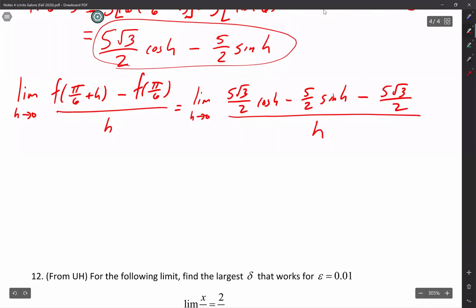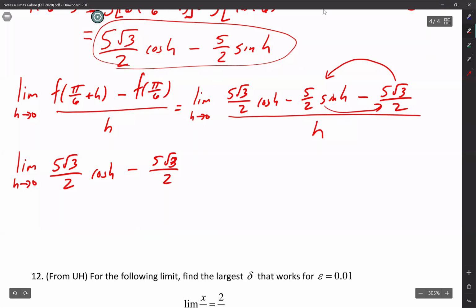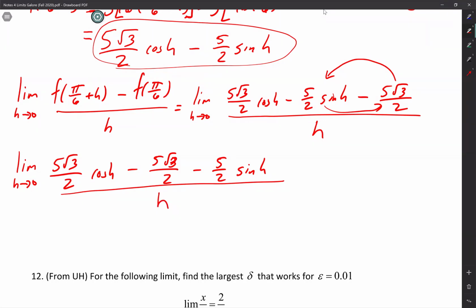Are we going to have enough space? Yeah, I think we do. All right, here we go. Limit as h approaches 0. I'm just going to reword it, guys. I'm going to move this here, and I'm going to move that there. And because there's no equal sign, I have to keep the sign. So I'm going to write it as 5 square root of 3 over 2 cosine h minus 5 square root of 3 over 2 minus 5 over 2 sine h, all over h. Now, catch up to there, and I will tell you why I did what I did.